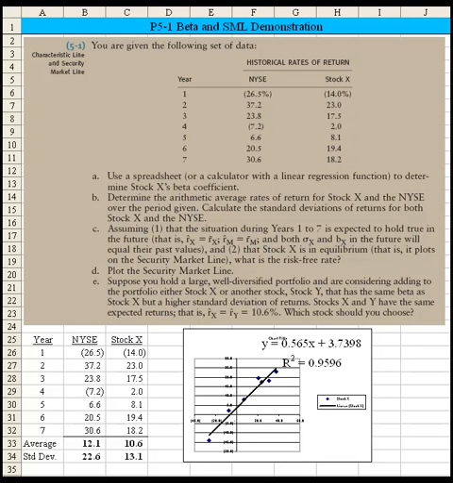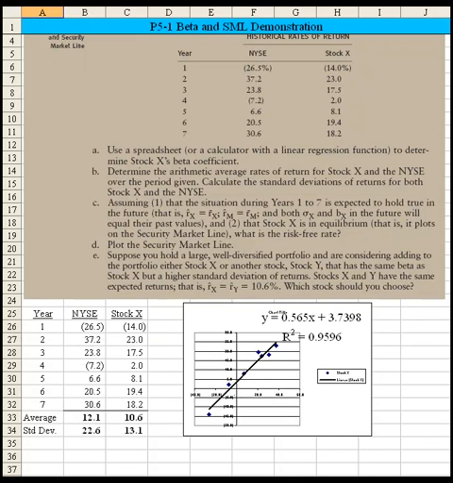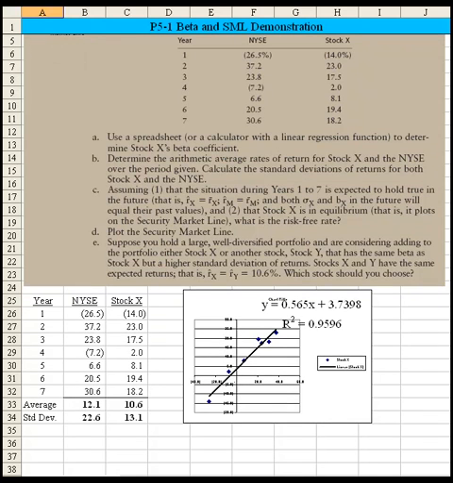What's the risk-free rate? Okay, so the way we need to calculate that is through algebra using the security market line equation. All right, let me slide the screen so we have a little bit more room to work here. And I'll just slide up a little bit.